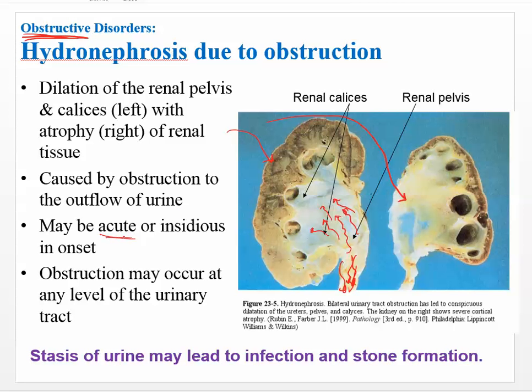Maybe acute, happen very quickly, or it may be insidious, where you may not even notice that your urine flow has changed, but yet it's still constantly backing up, and it's constantly keeping that pressure in the pelvis and the calyces. So obstruction may occur at any level of the urinary tract, so anywhere as it leaves the kidney. And of course, we're back to this concept. Stasis of urine may lead to infection, and it may lead to more stone formation, or it may lead to stone formation if that wasn't already the case.